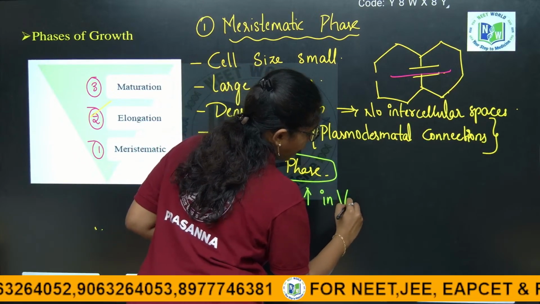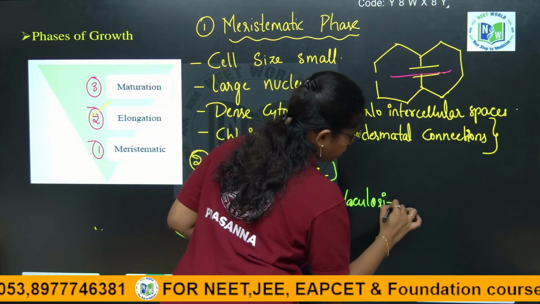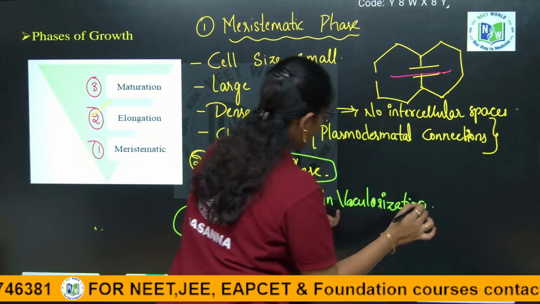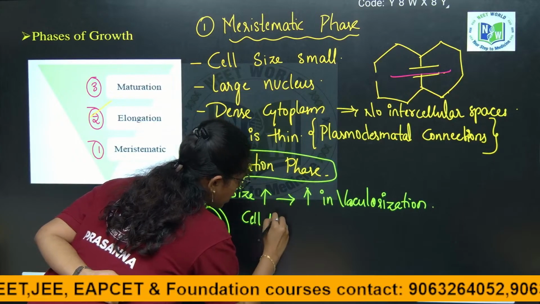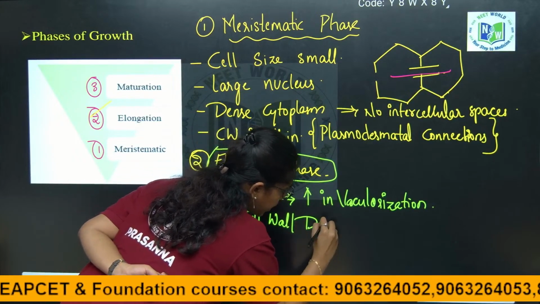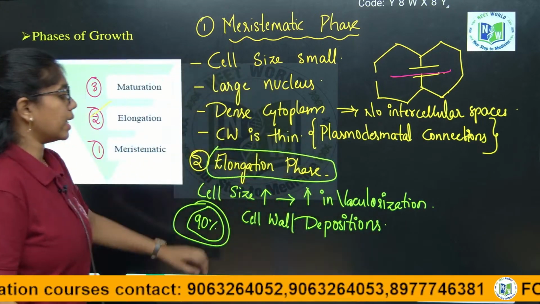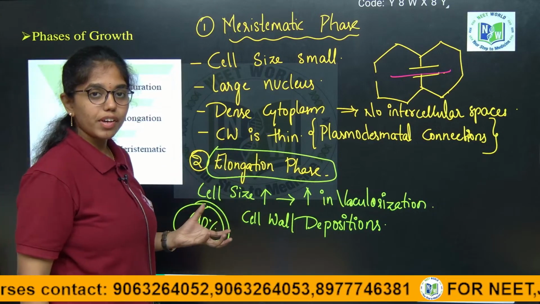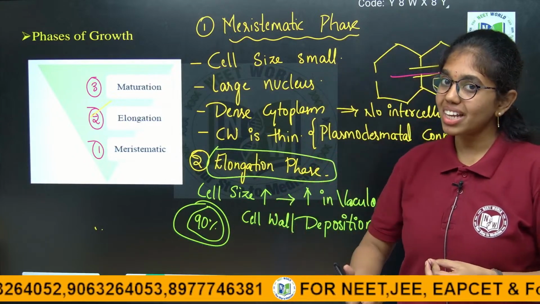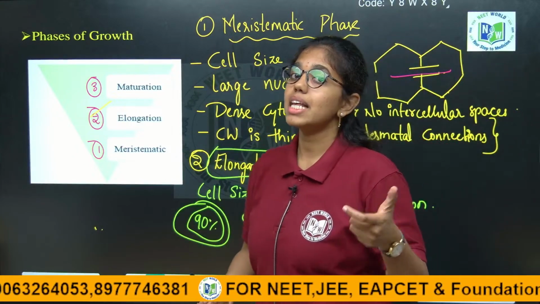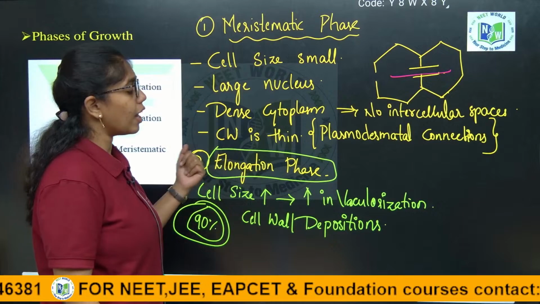Increase in vacuolarization, thereby cell size increases, and cell wall depositions are seen in the elongation phase. In the elongation phase, what changes do you observe? Increase in vacuolarization. As vacuole size is increasing inside the cell, cell size also increases, and cell wall deposition is seen in the elongation phase.